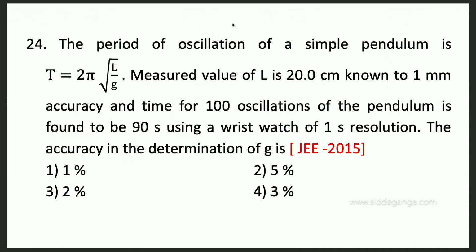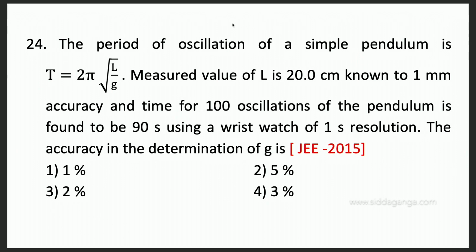2015 JEE paper. The period of oscillation of a simple pendulum is given by T equals 2 pi root of L by g. The measured value of L is 20 centimeter, known to 1 millimeter. L is 20 centimeter or 200 millimeter. Delta L minimum is 1 millimeter accuracy. The time for 100 oscillations of the pendulum is found to be 90 seconds, the total time for 100 oscillations, and delta T is found to be 1 second.